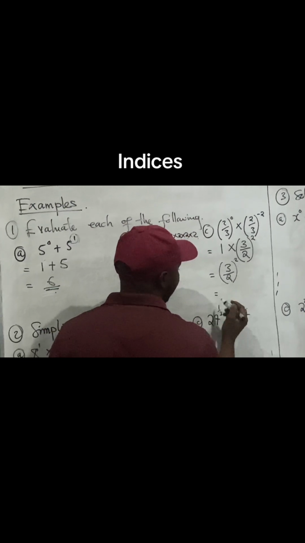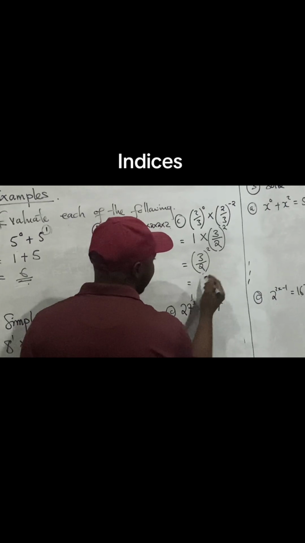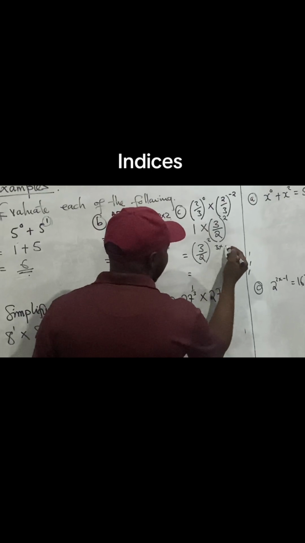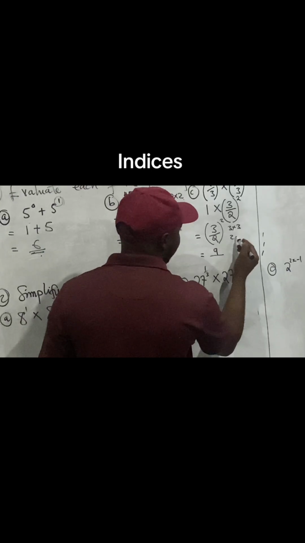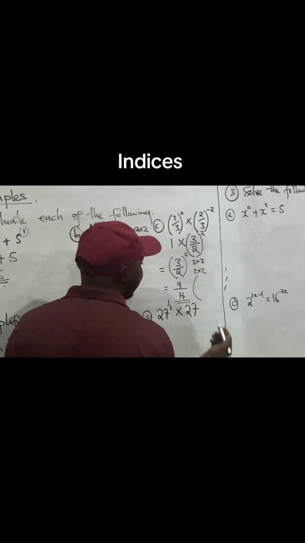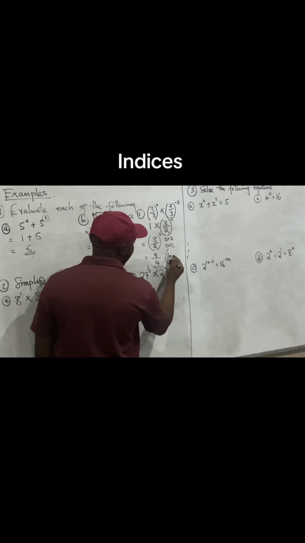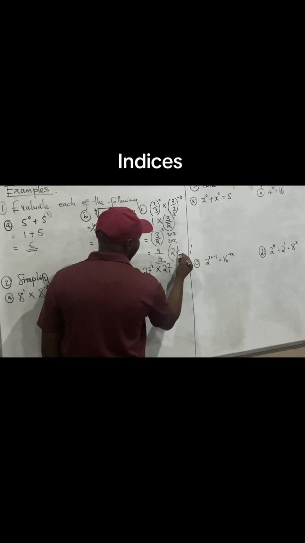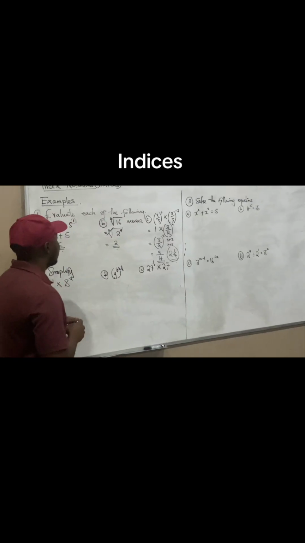Here we have 3 to the power 2, which is 3 by 3. So I'll get 9. Then here, 2 multiplied by 2 is 4. This is my final answer. Or some prefer to write this as a mixed fraction, which is 2 and 1 over 4. So that is our first one, which is number 1.